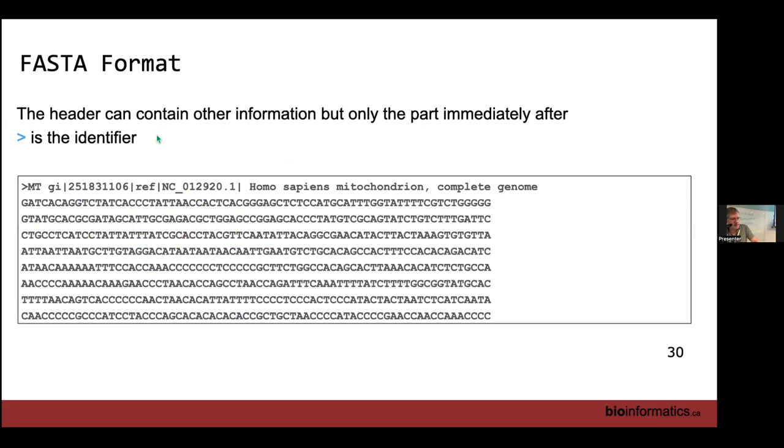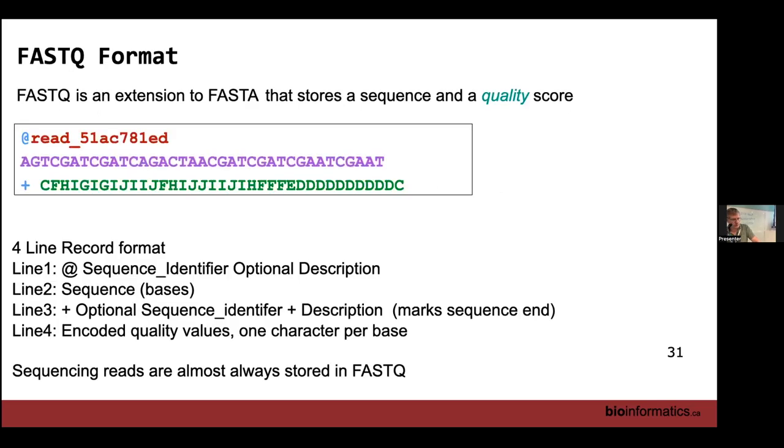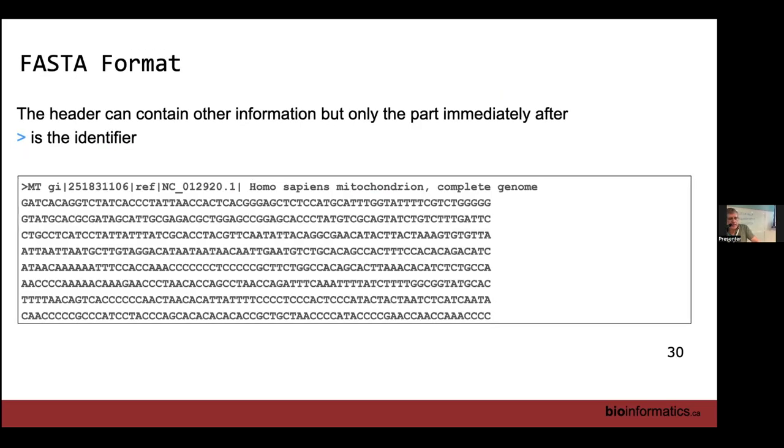And just coming back to the header, it can contain a lot of information. You often see a lot of information describing things that are in there. It's really just this first part. As soon as you hit a space, that's really just extra info. It's that first part that's the identifier for the sequence and how the sequence is referred to. So in this case here, it's MT, which stands for mitochondria. This is mitochondrial DNA. So that's how we store long sequences, reference sequences, information about what's in a gene, what's in a genome, et cetera.